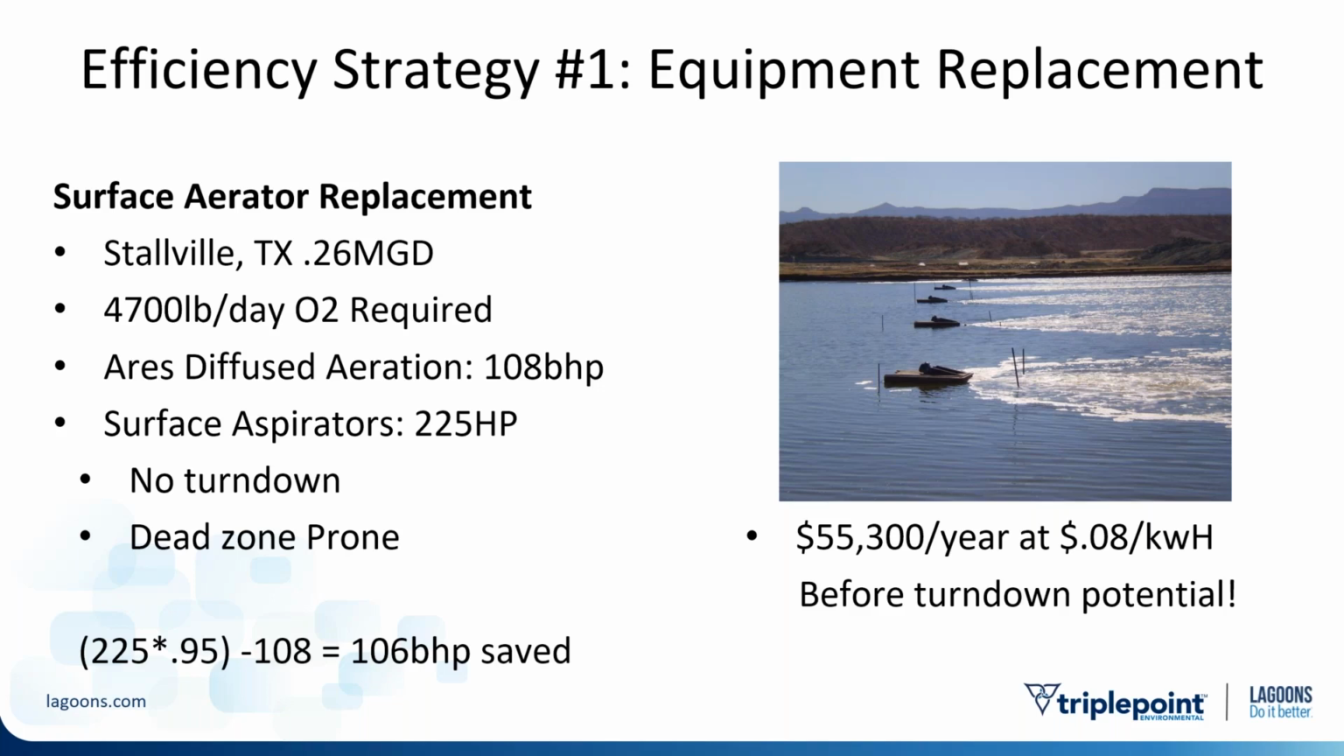And surface aerators also have some downsides in that you can't turn them down, they're either on or they're off. And if you do turn them off, you're now having a portion of the pond that no longer has mixing, no longer has aeration, and it can create dead zones.